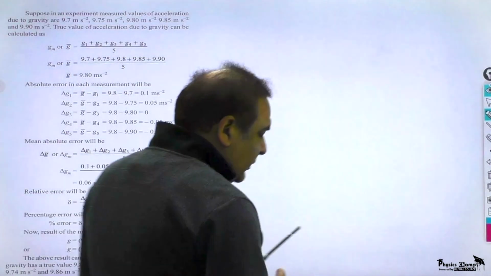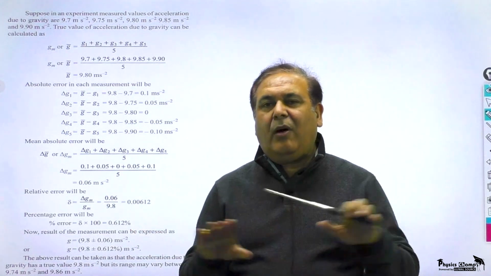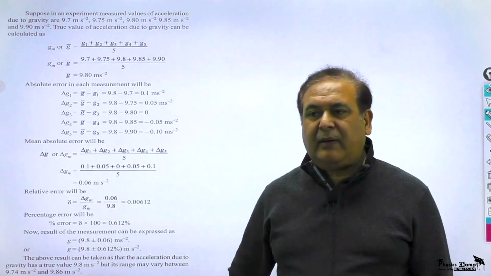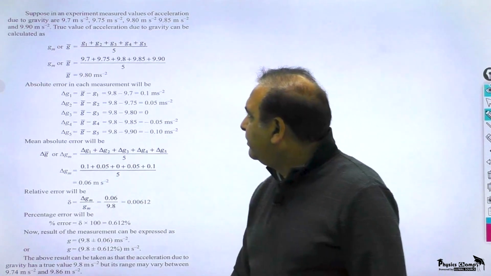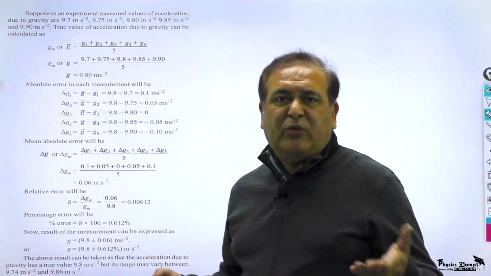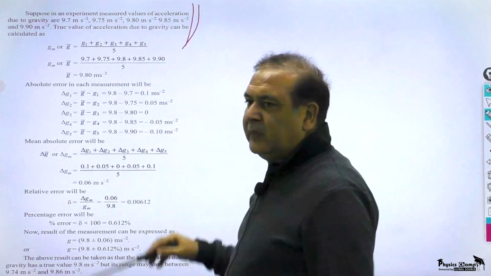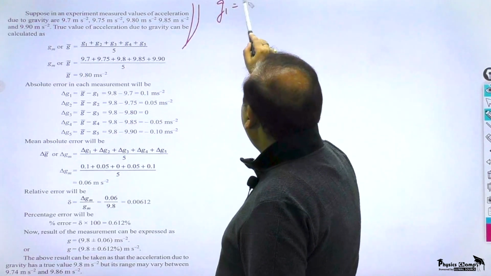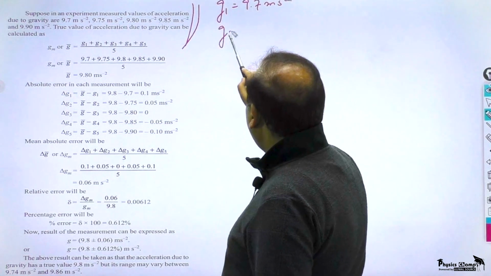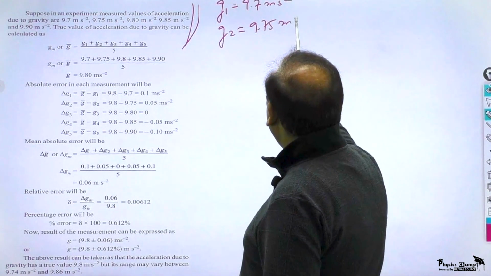Now we take one example, that one numerical example that gives you all clarity about the different kind of errors, absolute, relative error, percentage error that we just talked about. In an experiment of acceleration due to gravity using simple pendulum, 5 readings were taken. The first reading is G1, 9.7 meter per second square. Second value of acceleration due to gravity is 9.75 meter per second square.